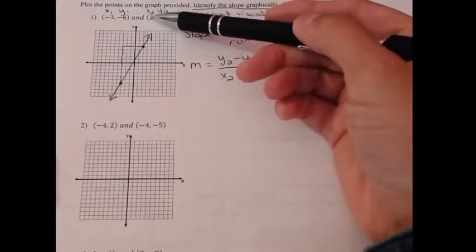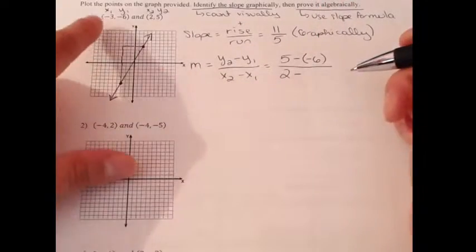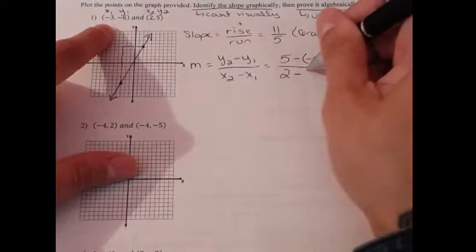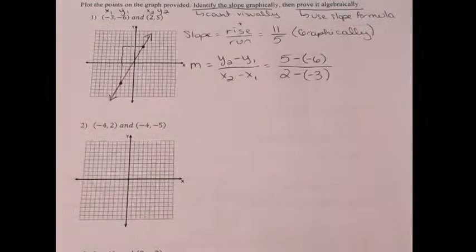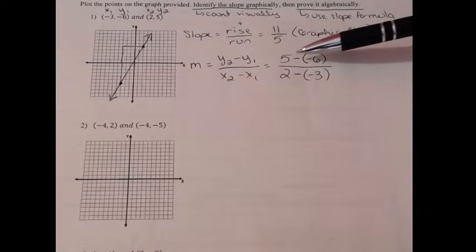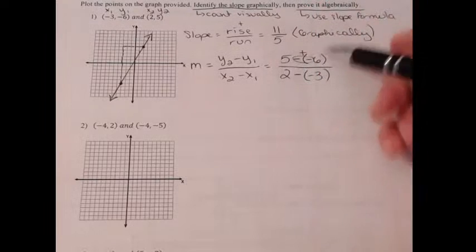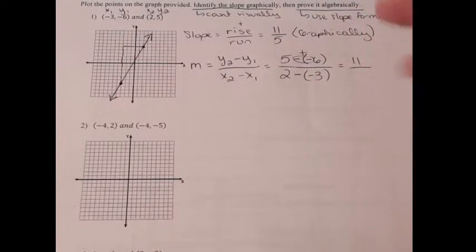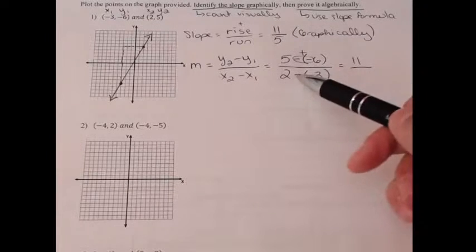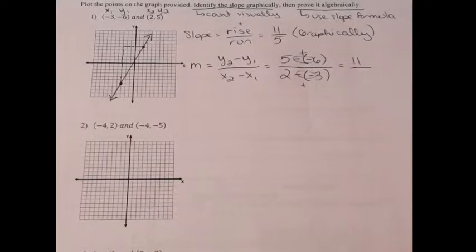x2 is a positive 2. Our formula has a minus here. And then x1 is a negative 3. So we're going to write that in parentheses. And now we're going to evaluate. 5 minus a negative 6. Well, minus minus, you know that's going to give you a plus. So 5 plus 6 is 11. 2 minus a negative 3, a negative and a negative make a positive. Think of it as multiplication, right? Negative 1 times a negative 3, right? Positive. So we have 2 plus 3, which is 5. And what do you know? Check.